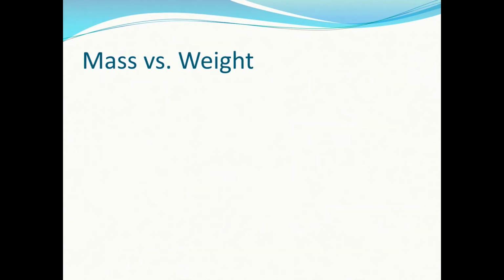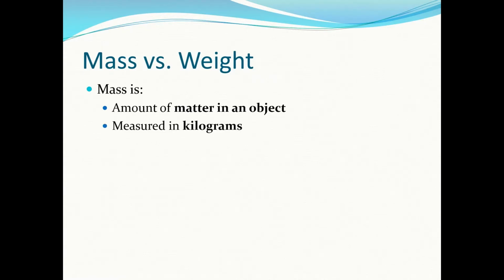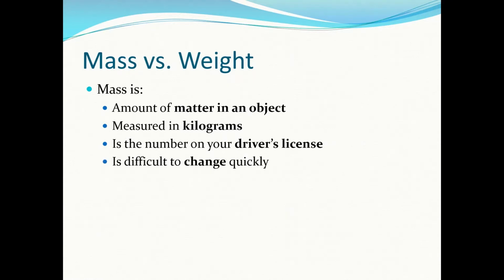So you need to know the difference between mass and weight. So mass is the amount of matter in an object. Just how much stuff you have in you. It's measured in kilograms, and it's the number on your driver's license. So it says weight on your driver's license, WT, but it's actually mass. So this is difficult to change quickly.